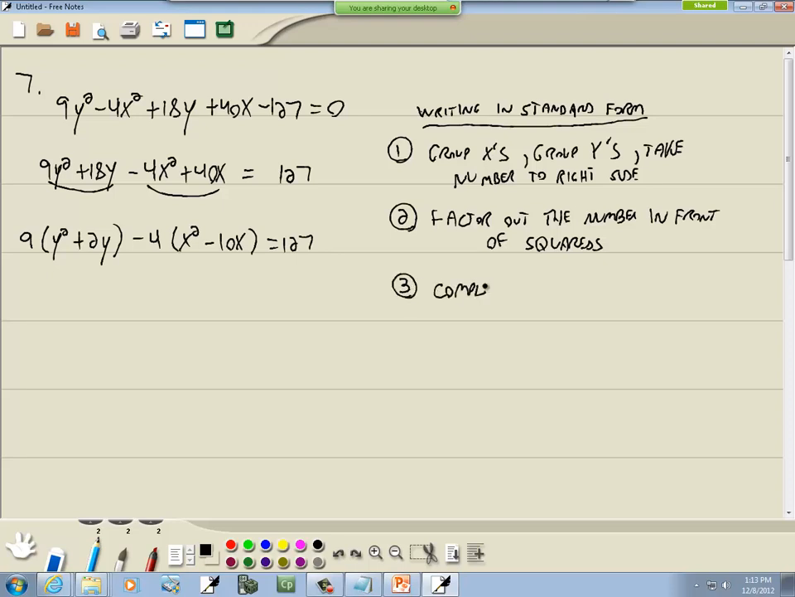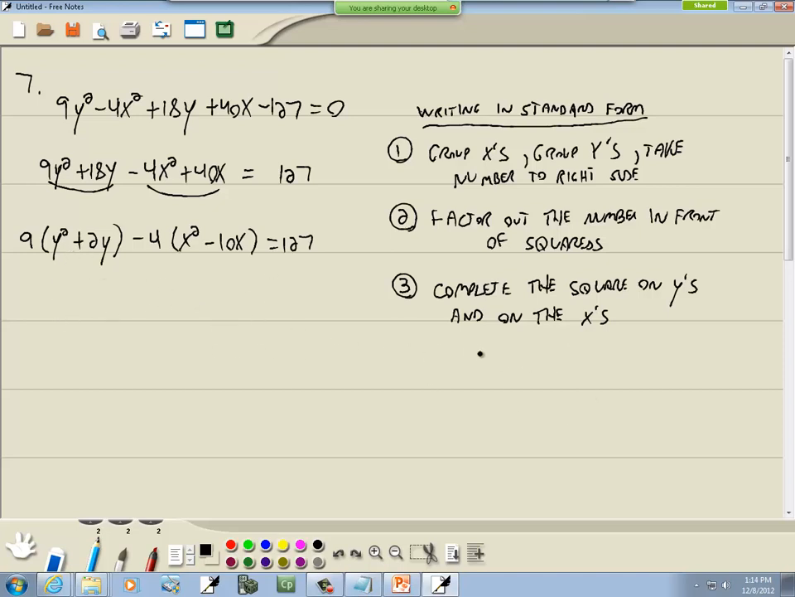Step 3, complete the square on the y's and on the x's. And I guess I'll do part of it here.